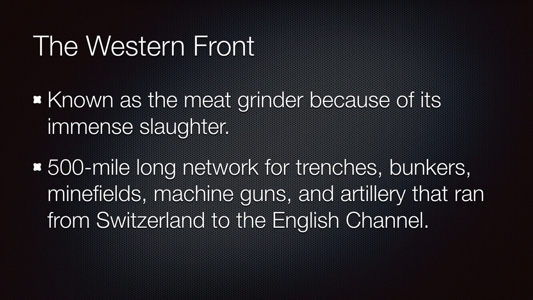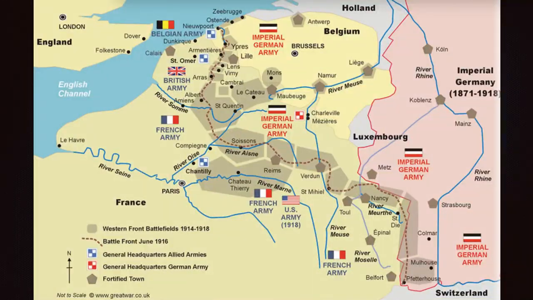Okay, so World War I was fought on the Western Front, which quickly developed the reputation for a slaughter. It was known as the meat grinder. It was a 500-mile-long network of trenches, bunkers, minefields, machine gun nests, and artillery that ran from Switzerland to the English Channel. So here is our picture of the Western Front.